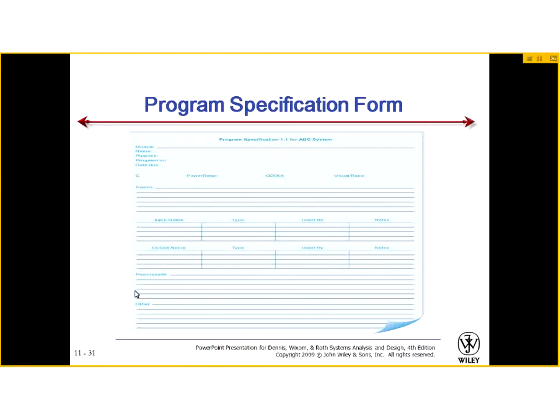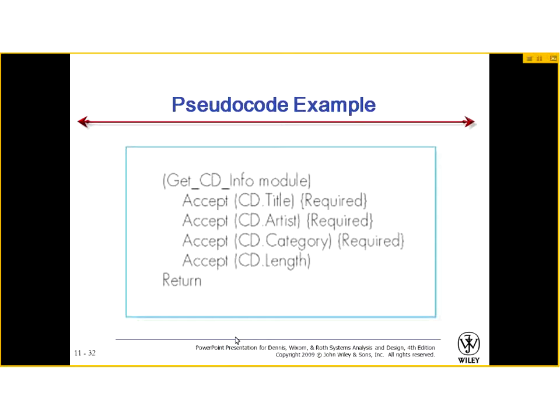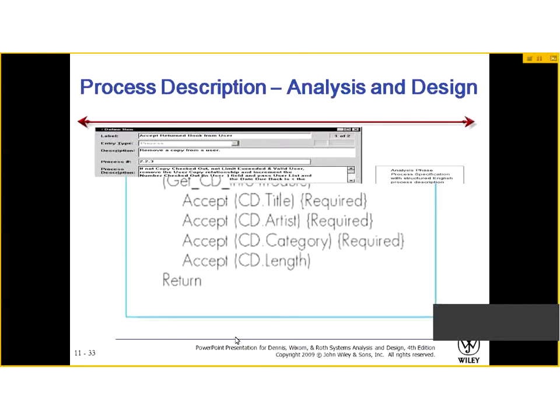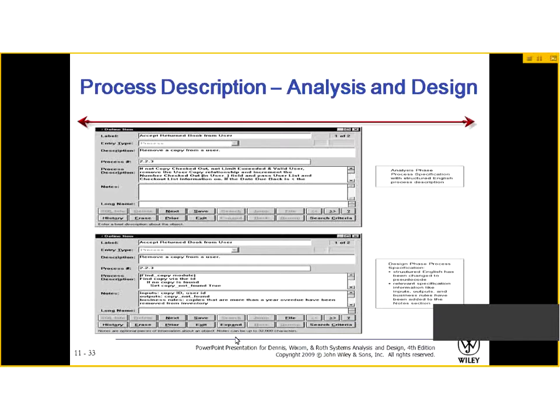This is a program specification form, for example, for ABC systems. You mention in which language you have to write, what the events are, what the input types are, who will be using it, and if there are any notes, pseudocode, or any information that you want to mention. So this is one sample. This is how pseudocode looks: get CD info module, accept CD, this is required, and then you have to return. This is pseudocode, not written in any programming language, just in plain English-like language, which can be translated. And this is the process description.